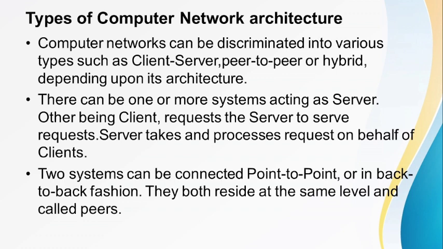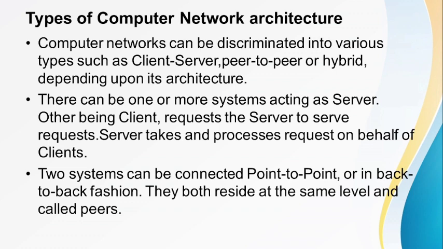Now, let's look at the types of computer network architecture. Computer networks can be divided into various types. That is, a client-server network architecture, a peer-to-peer network architecture, or hybrid network architecture. Now, there can be one or more systems acting as a server, while the others are clients.